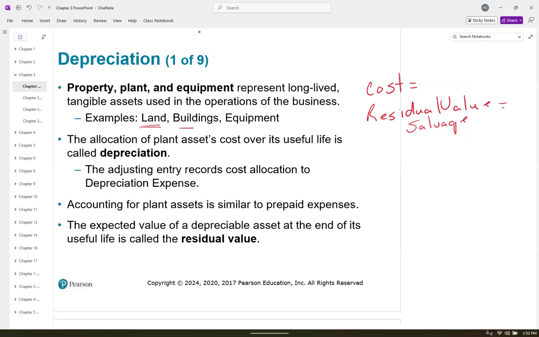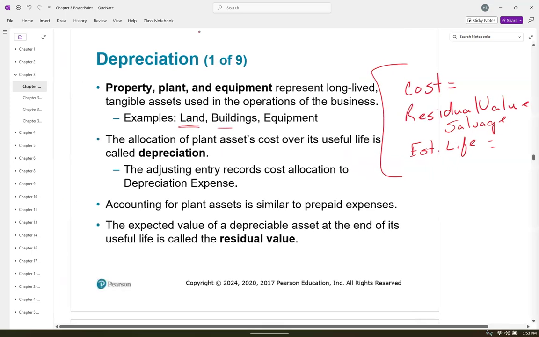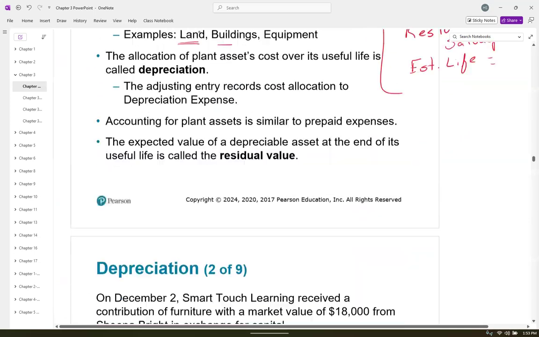All right. You also have estimated life. We're not going to be doing a lot of this calculation here. I just kind of want you to know where the numbers are coming from. Estimated life, how long is it going to last us? If it's a building, 20, 30 years. Equipment, 5, 7, 10 years. We have to have all of those things to calculate depreciation. So those are our three variables.